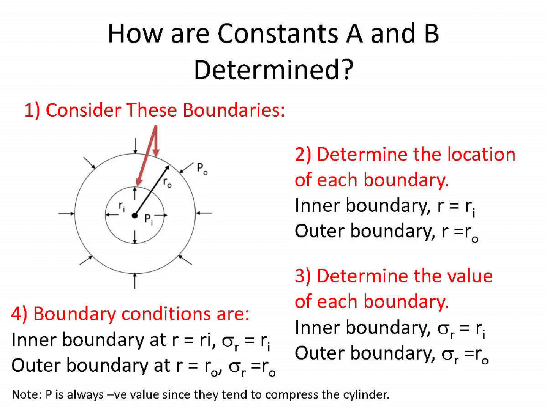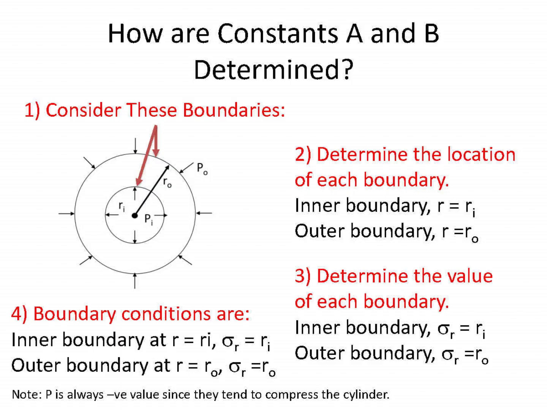Slide 14. Boundary conditions. At the inner surface, radial stress is equal to the internal pressure and is compressive. At the outer surface, radial stress is equal to the external pressure. Pressure values are taken as negative because they cause compressive stress in the material.